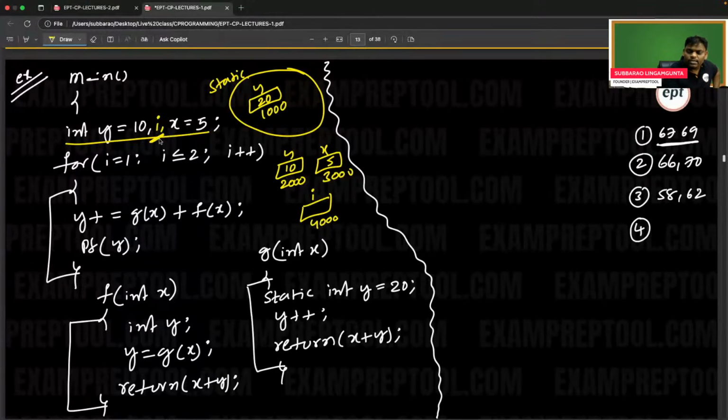Remember, if anything is created in the stack area, by default it is garbage. So i is initially garbage. Now let's run the program. Can you see this one? i is equal to 1. Is 1 less than or equal to 2? Condition true. For every true, execute the statement inside.